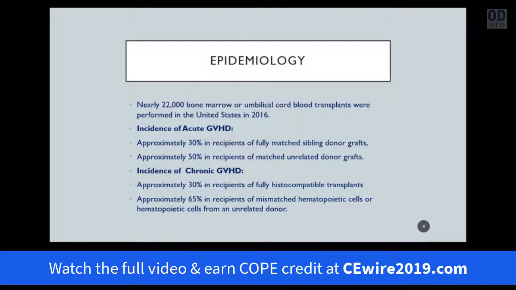Nearly 22,000 bone marrow or umbilical cord blood transplants were performed in the United States just about 2 years ago. The incidence of acute GVHD is approximately 30% in recipients of fully matched sibling donor grafts. It's approximately 50% in recipients of matched unrelated donor grafts. For chronic GVHD, we see approximately 30% in recipients of fully histocompatible transplants, and it goes up a little bit to 65% in recipients of mismatched hematopoietic cells or hematopoietic cells from an unrelated donor.